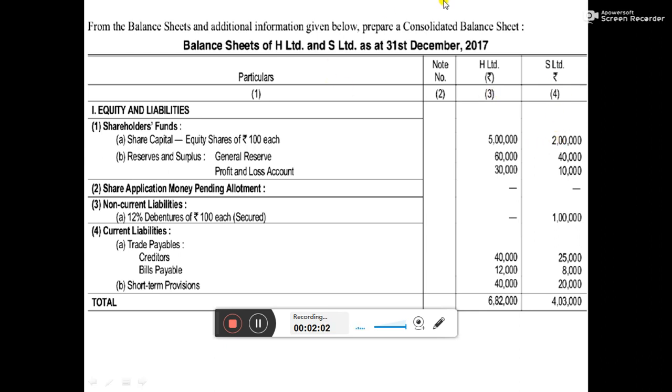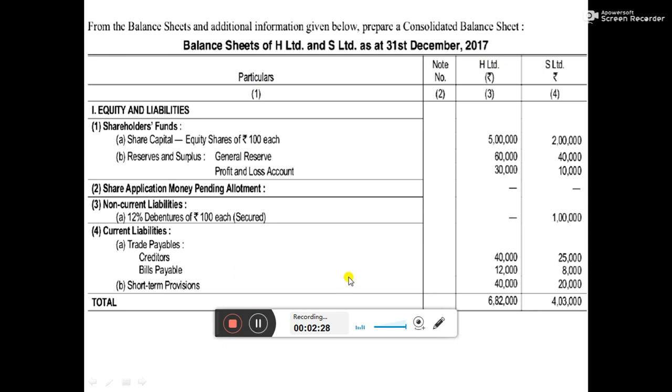We have to also see how many shares S Limited is having. If you see, 2 lakhs of share capital is given and 100 is the value of each share. So they are having 2,000 shares. Out of these 2,000 shares, 1,500 are being taken by H Limited. So in simple manner, H Limited is holding S Limited.